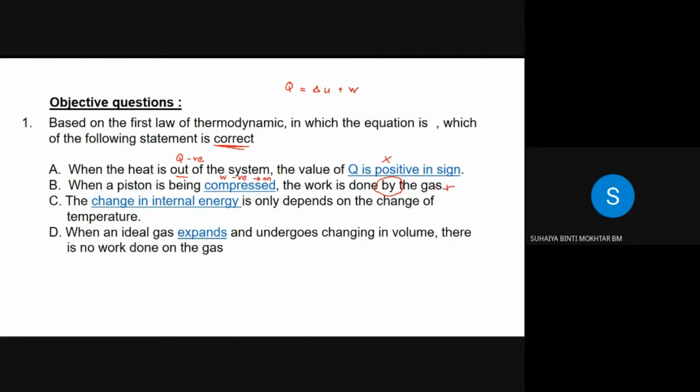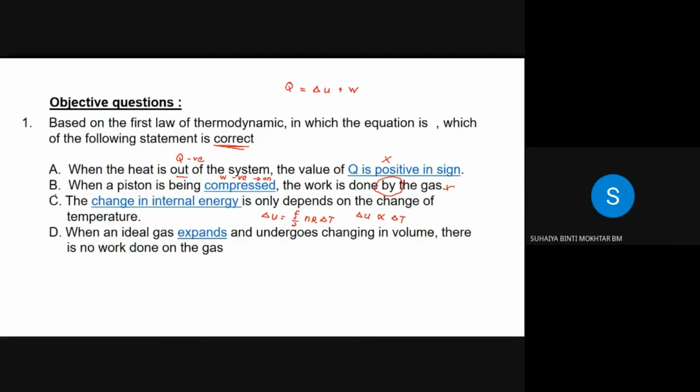Then C, the change in internal energy only depends on the change of temperature. Is this right? From the equation, delta U equals f over 2 nR delta T, so delta U is directly proportional to delta T. So it depends only on the change of temperature. n and R are constant for the same gas.